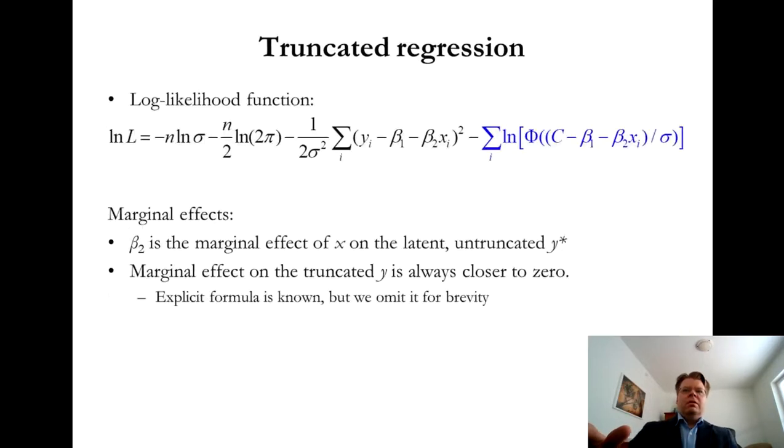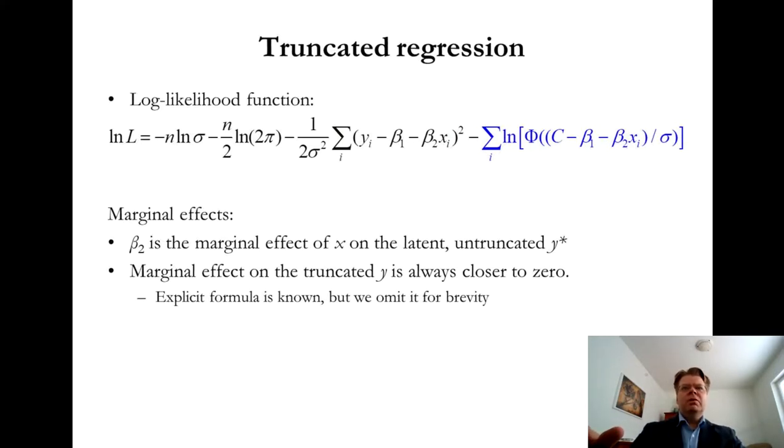So that concludes this part. In the case of marginal effects, notice that we have the same kind of situation as in the censored case, that beta 2 is the marginal effect on the latent untruncated variable. So if we want to have the truncation taken into account, that should also be taken into account in the marginal effect, similar to the probit case. And like I mentioned, in the censored regression, also in the truncated regression both marginal effects might be meaningful.